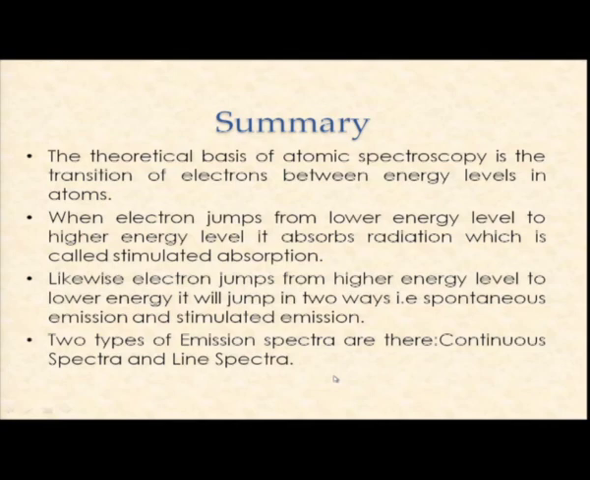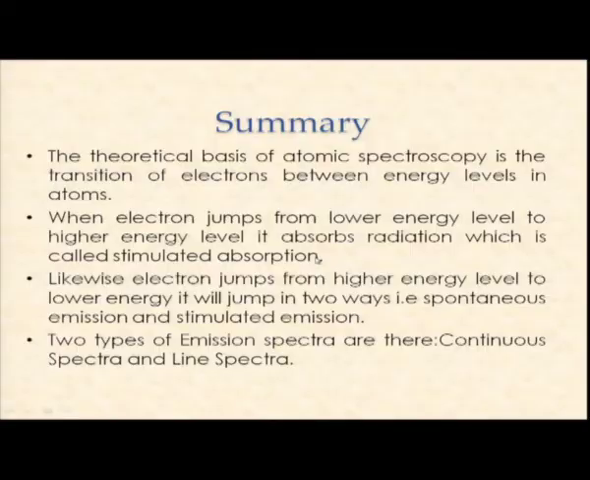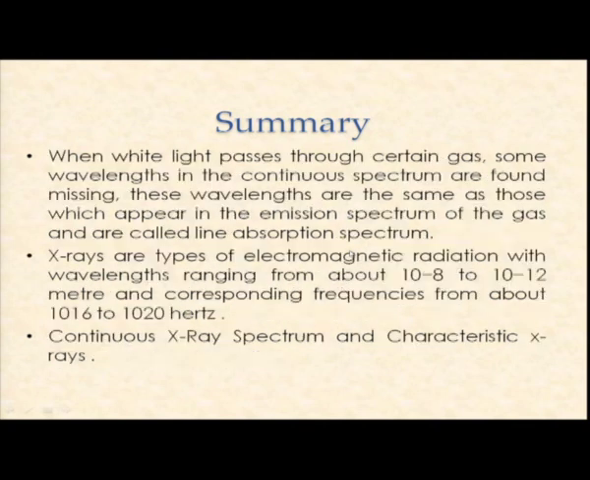Coming to the summary of the discussions we had, first we started with atomic absorption spectroscopy, then atomic emission spectroscopy. These two spectroscopy concepts are theoretical basics obtained from the Bohr atom model. Then when an electron jumps from a lower energy level to a higher energy level, it absorbs radiation. When it jumps from a higher energy level to a lower energy level, it emits radiation. Two types of X-ray emission spectra are there, continuous spectra and line spectra.